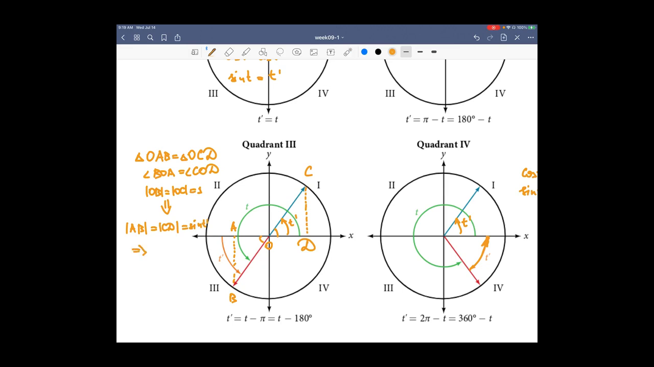Therefore, the y-coordinate of point B is negative that distance. But on the other hand, the y-coordinate of point B is sine of t. So we get that sine of t is negative sine of t prime.